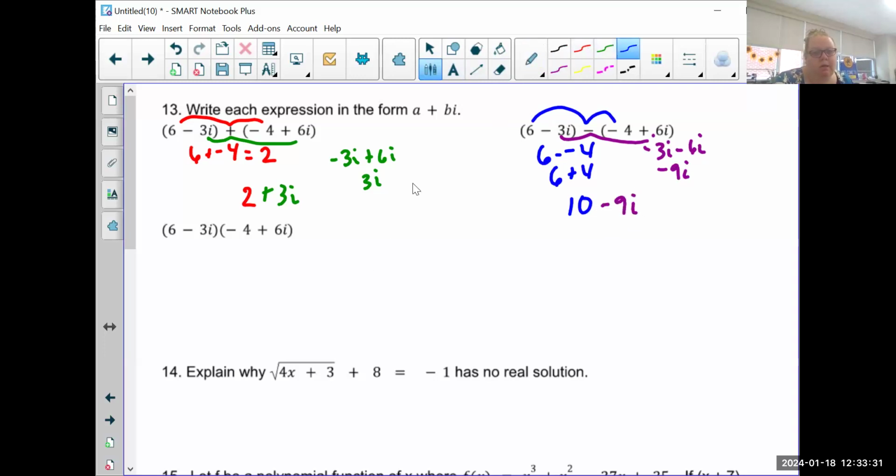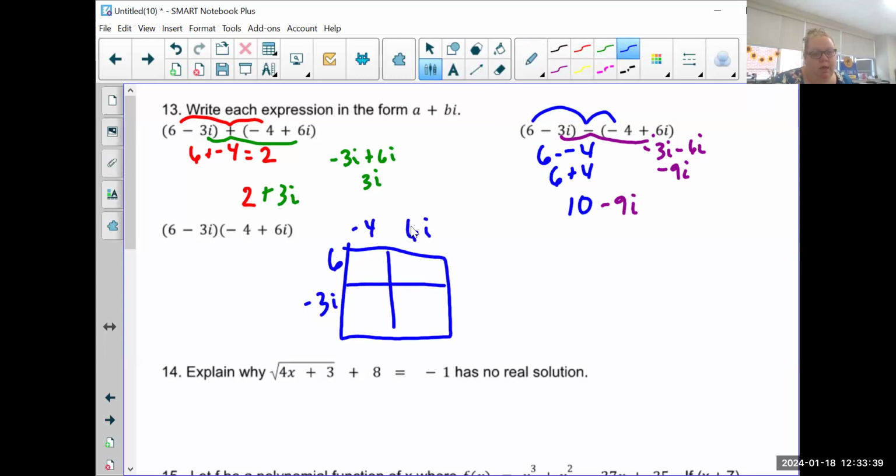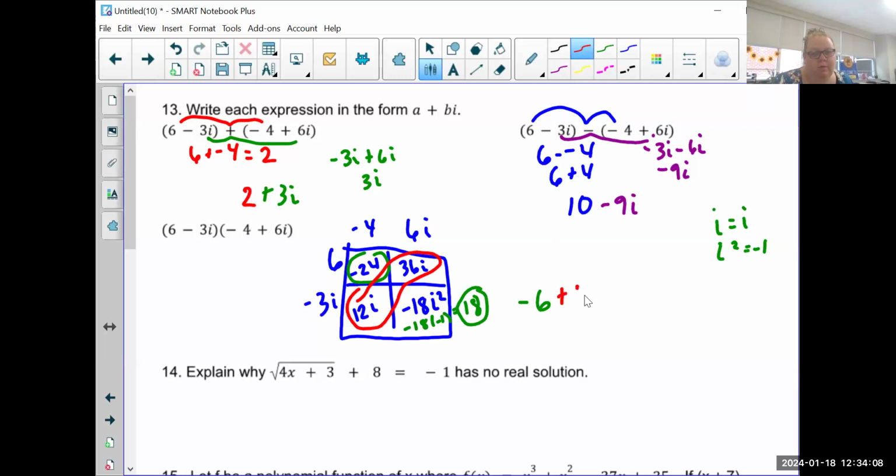All right, and then when we're multiplying, this is when we need to do our box. So we have 6 minus 3i, -4 plus 6i. I'm going to multiply, so -24, 36i, 12i, and -18i squared. Remember, i squared equals -1. So this is really -18 times -1, which gives me a positive 18. So now this is a real number and this is a real number, which gives me -6. And then these two are imaginary numbers. So I add those together and I get 48i. And that's my final answer.